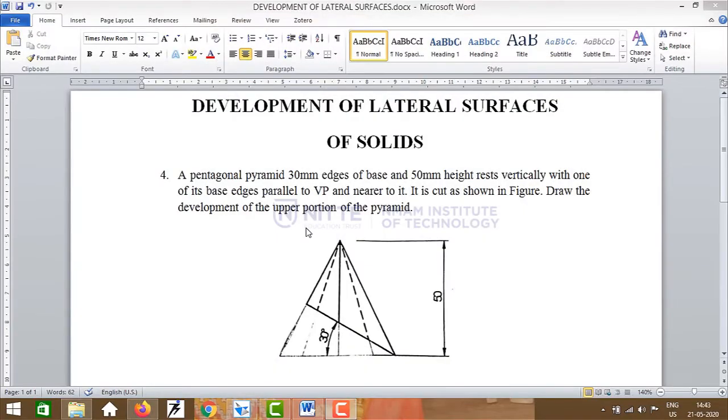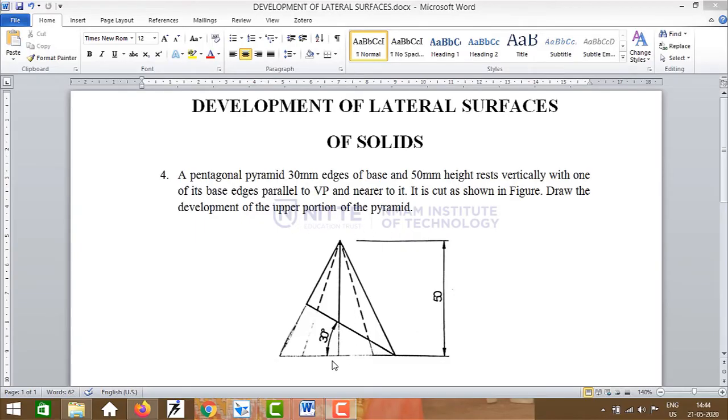Next, we will solve one more problem on the lateral surface of the pyramid. So look at this problem number 4. A pentagonal pyramid, 30 millimeter edges of base and 50 millimeter height, rests vertically with one of its base edges parallel to VP and nearer to it, means nearer to VP. It is cut as shown in figure. Draw the development of the upper portion of the pyramid.